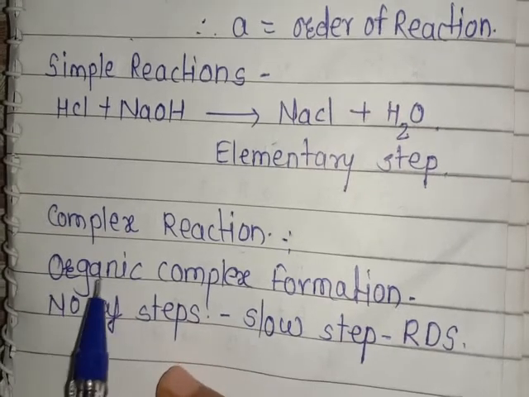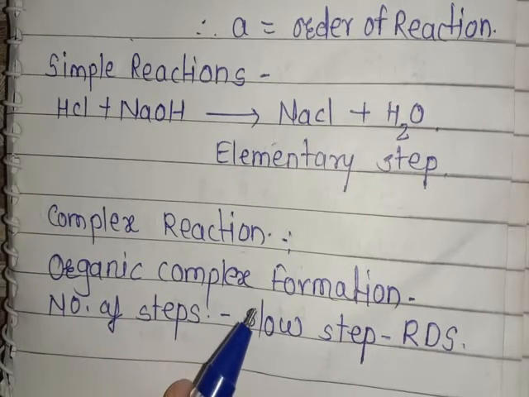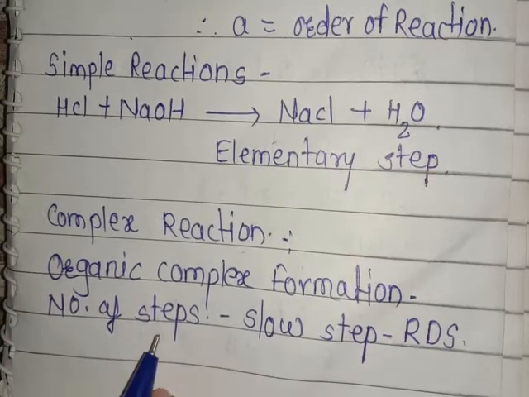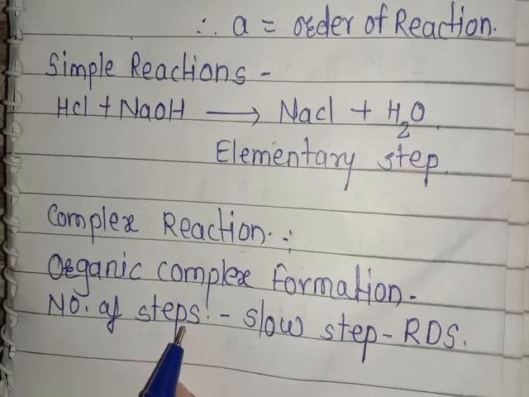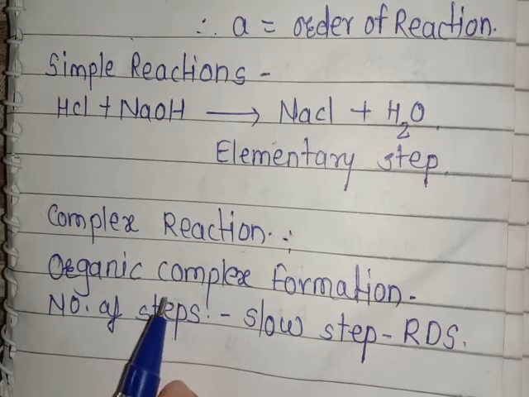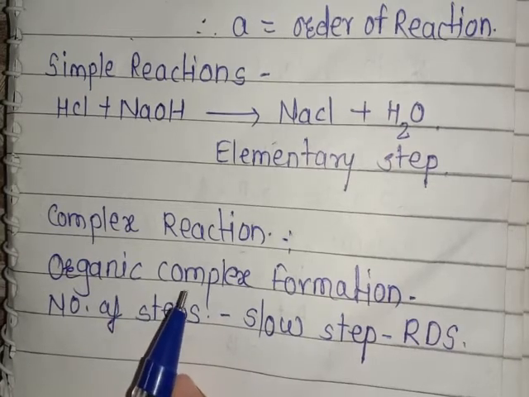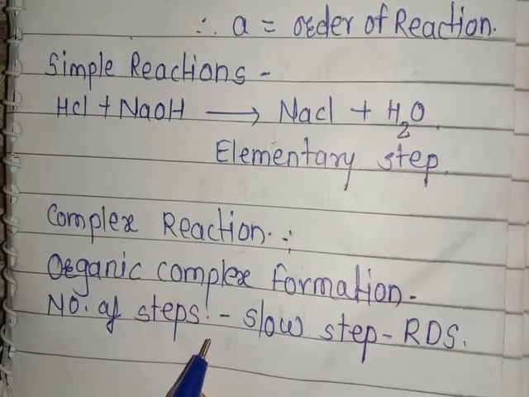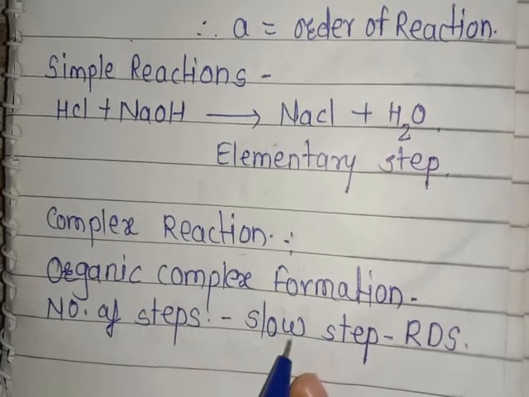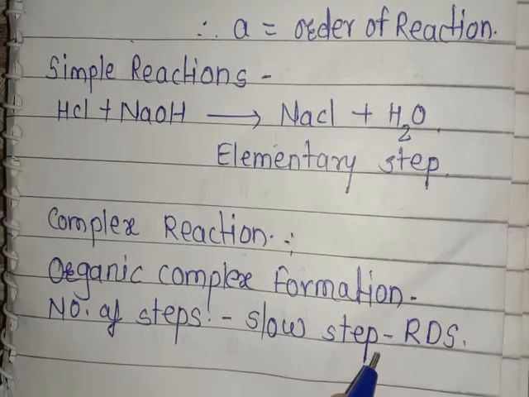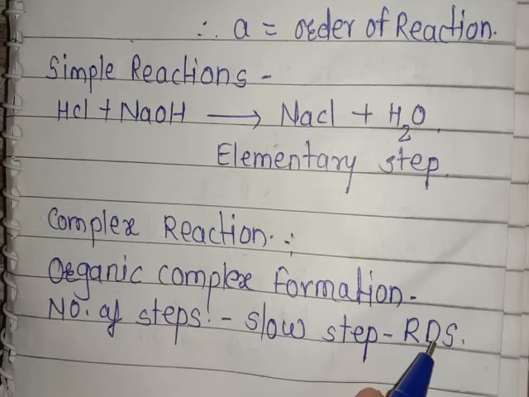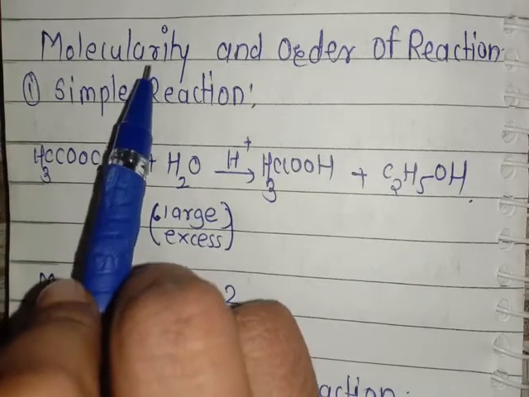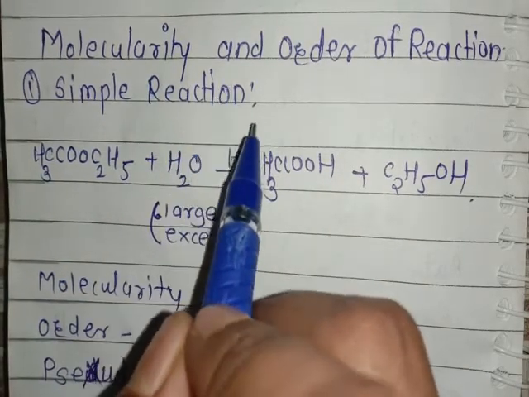For example, we can consider the organic complex formation reaction. In that case, there are a number of steps. So the mechanism of the reaction is important for determination of the rate of that reaction. In that mechanism, we can understand which step is slow. The slow step in the mechanism is the RDS, that is the rate determining step. Here we are considering new terms, that is molecularity and the order of reaction.